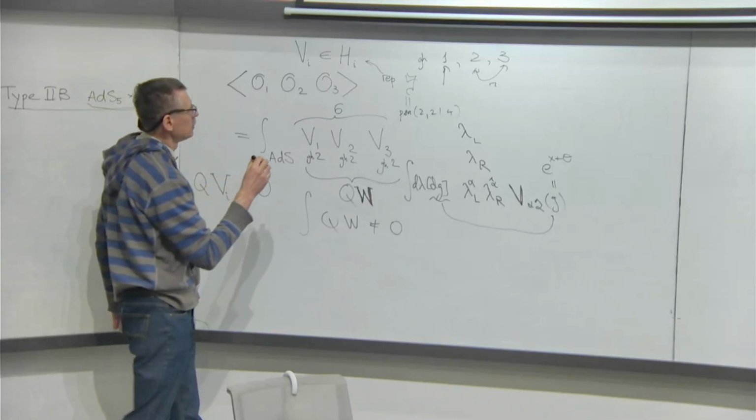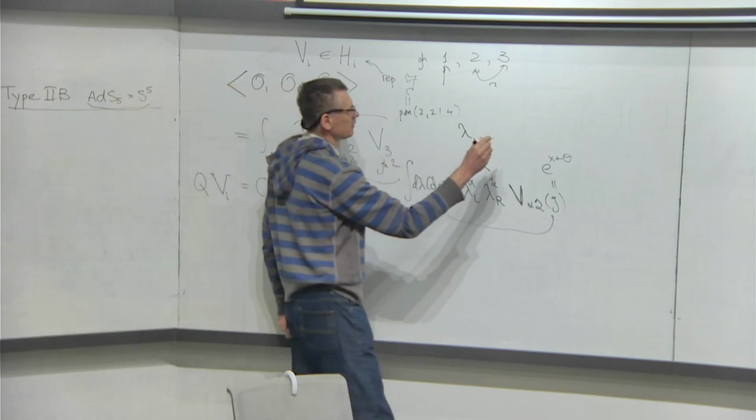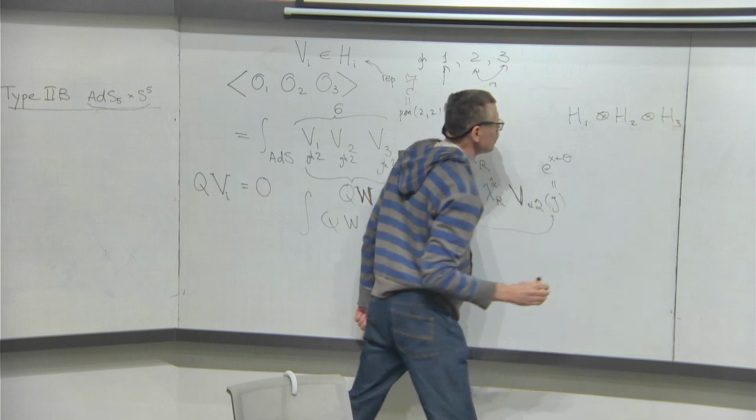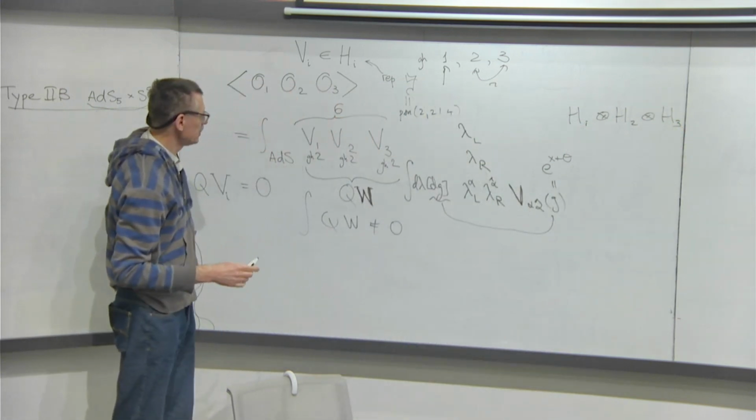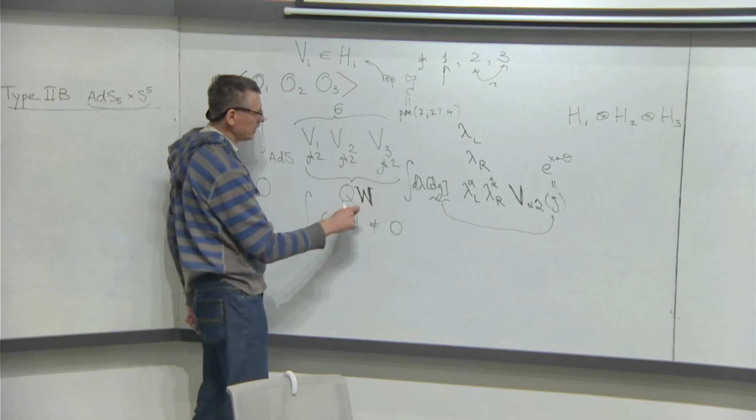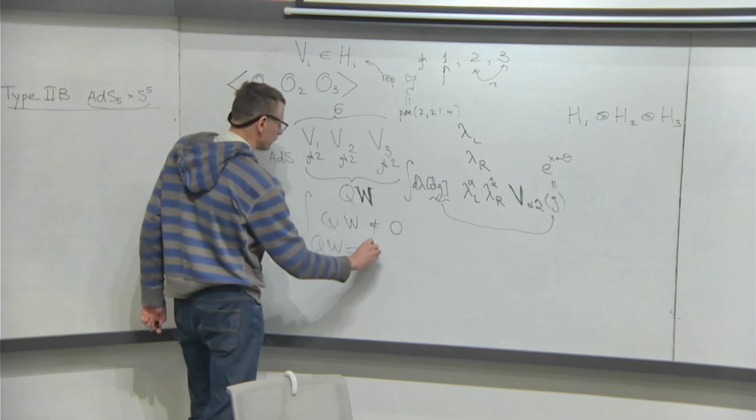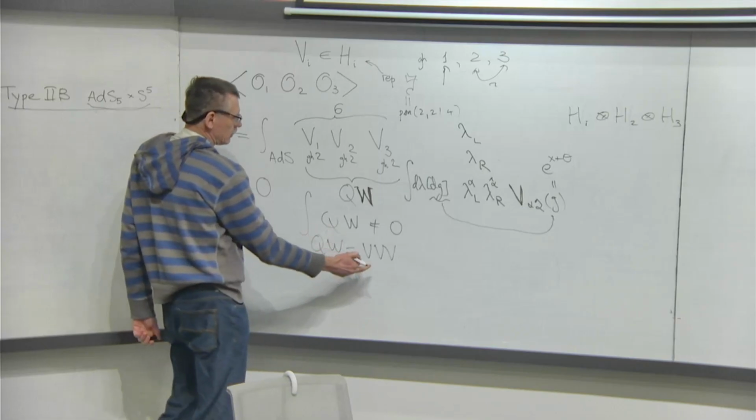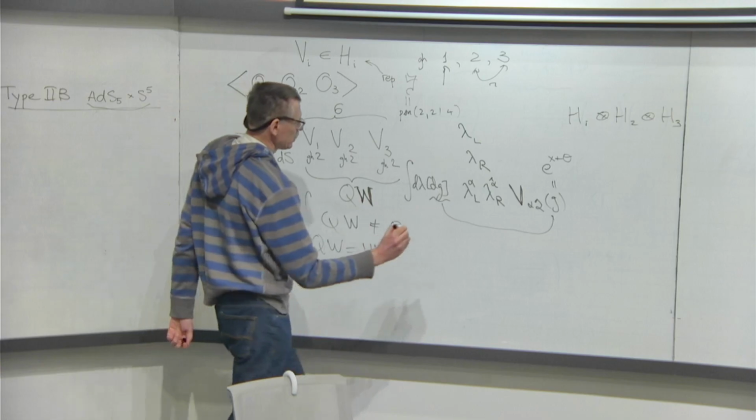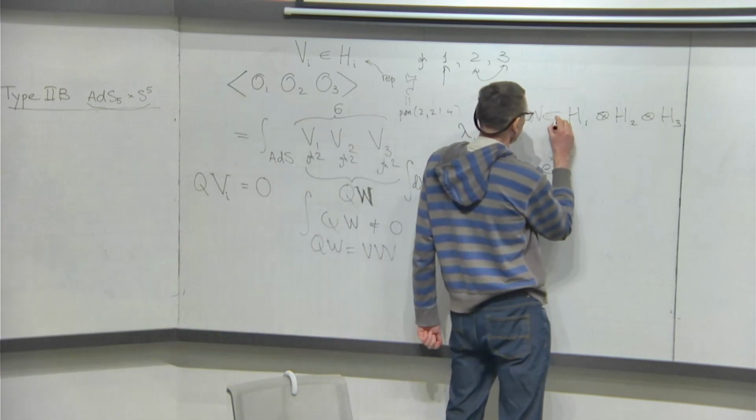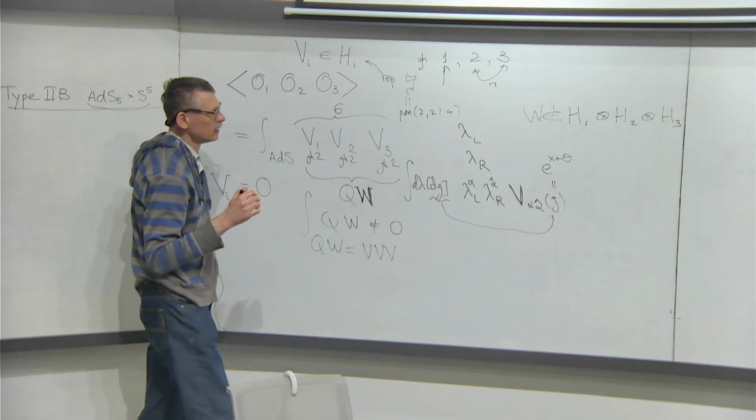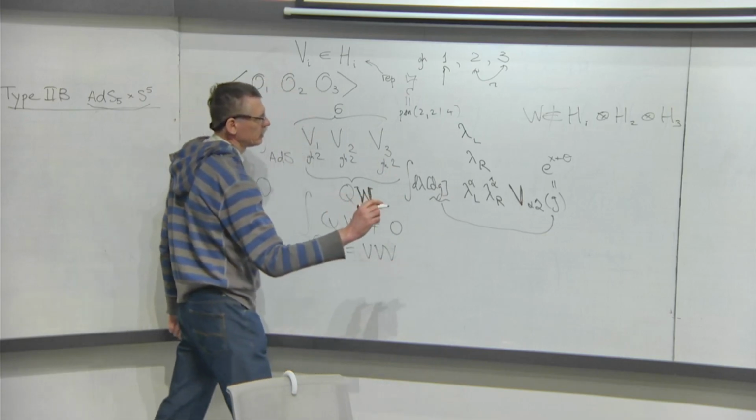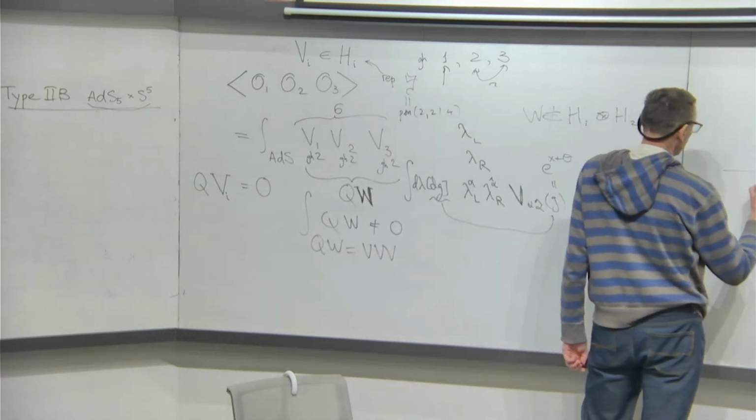Then the product transforms in the tensor product of two representations. But apparently, it is impossible to find a solution of the equation QW equals VVV. It is impossible to find W transforming in the same representation, as it's not true that W transforms in the tensor product of H1, H2, H3. When we solve the equation QW equals VVV, non-trivial extensions of representation appear.